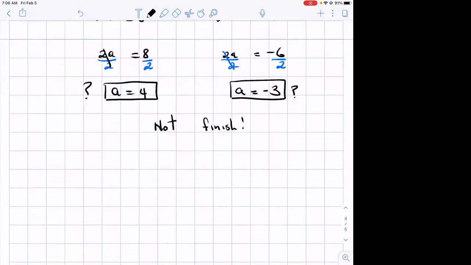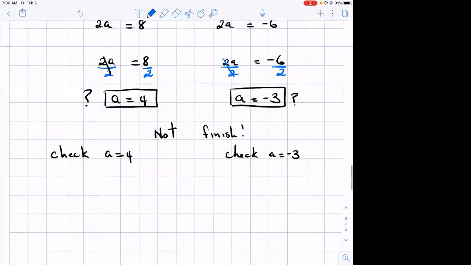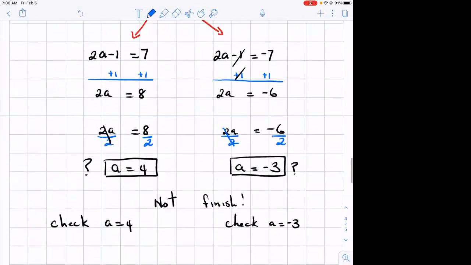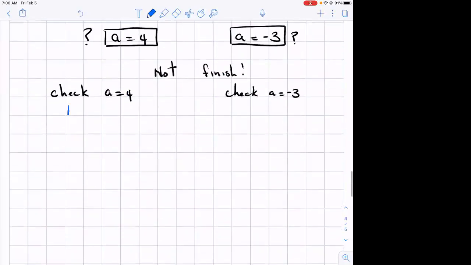Anytime you have an absolute value, you must check your answer. So we have to check if a is equal to 4, and we also have to check if a is equal to -3. So we go back to our given equation. The equation we had was the absolute value of 2a minus 1 is equal to 7. We have to perform the check twice because sometimes the answers are not possible.